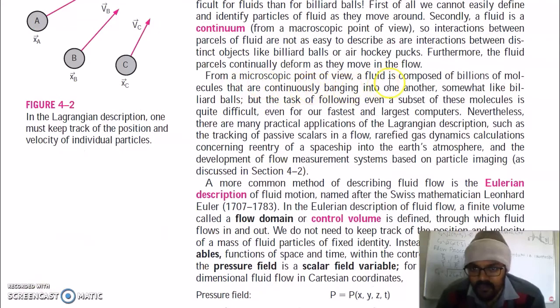From a microscopic point of view, a fluid is composed of billions of molecules that are continuously banging into one another, somewhat like billions of balls. But the task of following even a subset of these molecules is quite difficult, even for our fastest and largest computers. Nevertheless, there are many practical applications of Lagrangian descriptions, such as the tracking of passive scalars in a flow, rarefied gas dynamics calculations concerning re-entry of spaceships into Earth's atmosphere, and the development of flow measurement systems based on particle imaging.